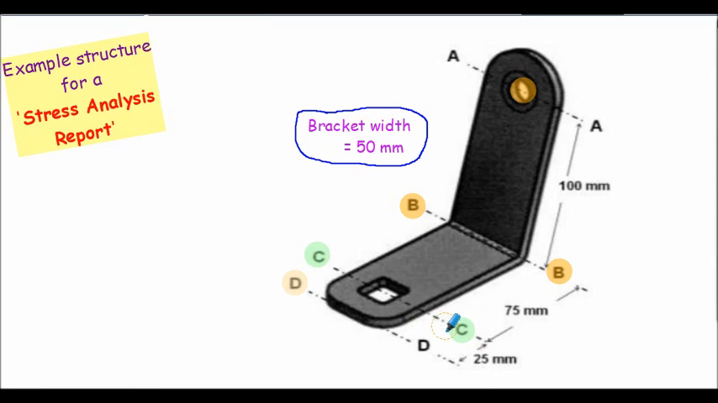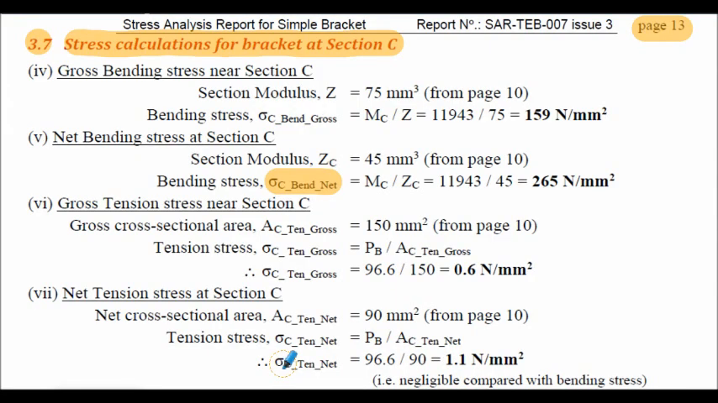And the net section is through section CC shown here, where material is lost due to the hole cut into the bracket. And we've also calculated the net tension stress here, but notice how the net bending stress is significantly more than the net tension stress. In other words, the net tension stress is negligible compared with the net bending stress.